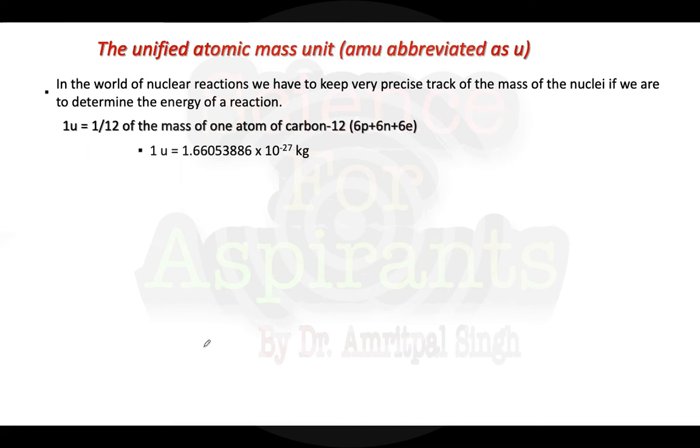So in the world of nuclear reactions, we have to keep very precise track of the mass of the nuclei and how this mass is being converted into energy. So generally we use this Einstein mass-energy relation in order to find the mass defect of a nucleus, and from that mass defect we generally find out the binding energy, and from that we can tell whether it has a Q positive value or a Q negative value.